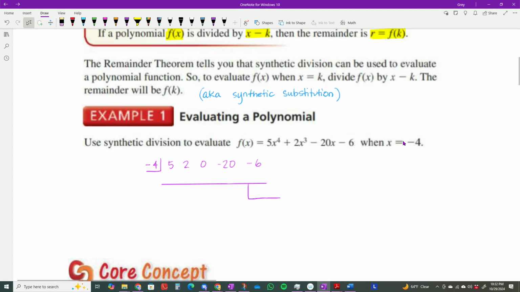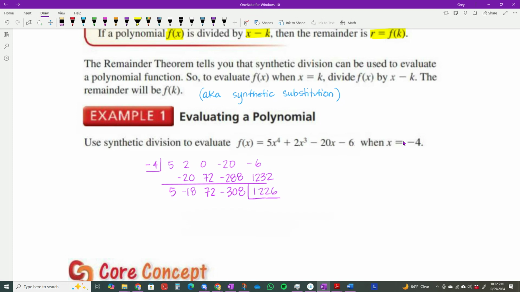So remember, we bring down our 5. Times negative 4 is negative 20. Add, negative 18. Multiply, I get 72. Add, I get 72. Times negative 4 is negative 288. Add, I get negative 308. Multiply by negative 4, and I get 1232.